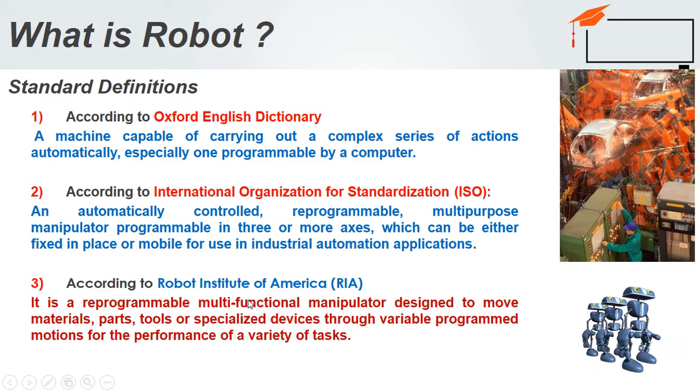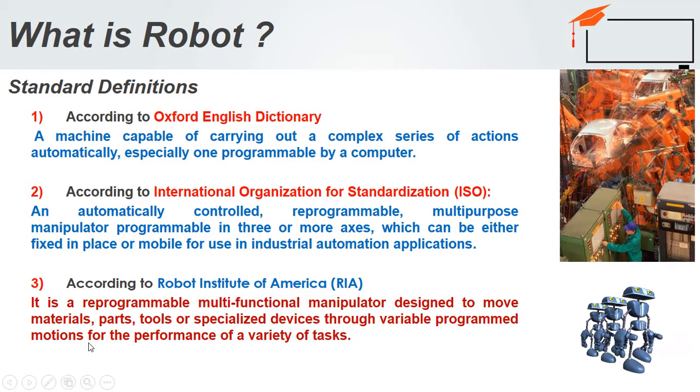And according to the Robot Institute of America, they define a robot in a different way. It is a reprogrammable, multifunctional manipulator designed to move materials, parts, tools, or specialized devices through variable programmed motion.